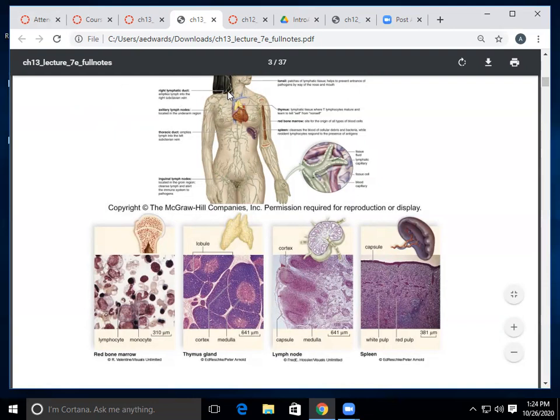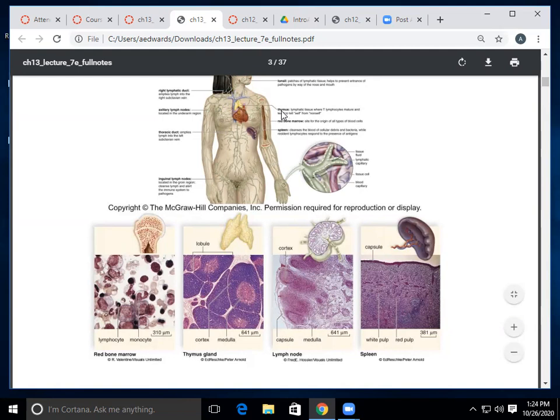Here's your right lymphatic duct. It's going to enter its lymph into the right subclavian vein. Okay, we learned about the right subclavian vein in the last chapter on the cardiovascular system. Fluid's getting back into the cardiovascular system. All right, we've got some axillary lymph nodes, near the armpit, and they are helpful for immunity.